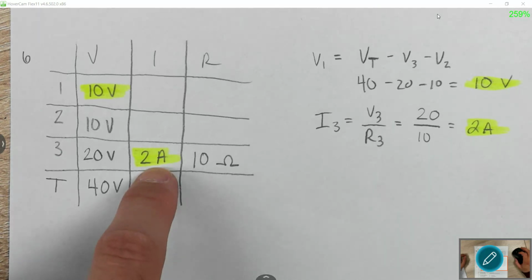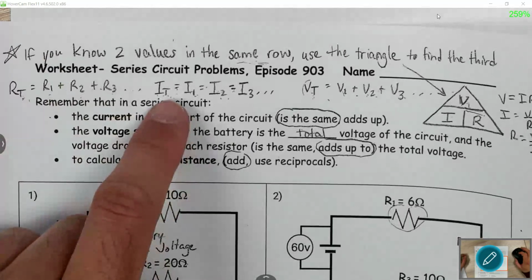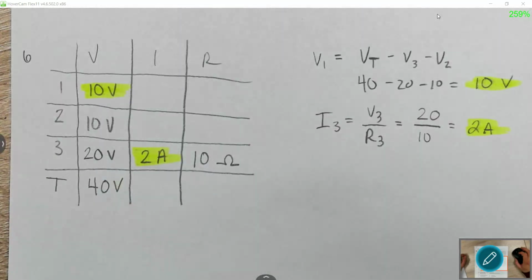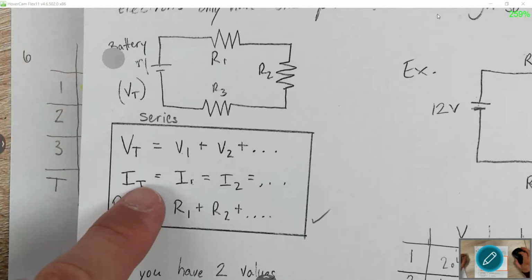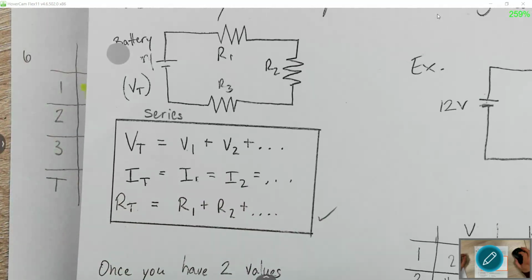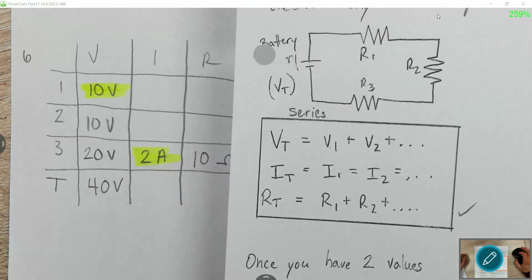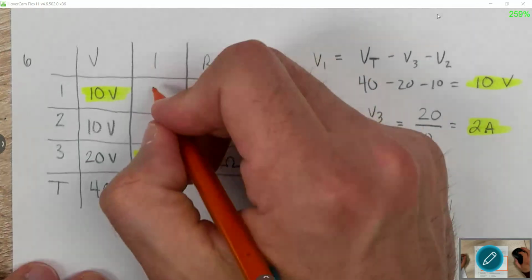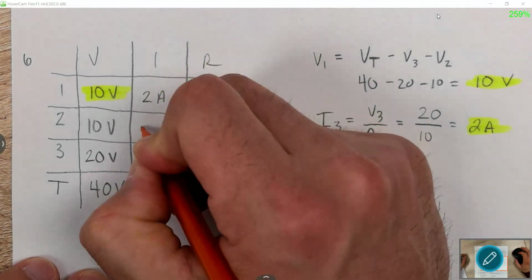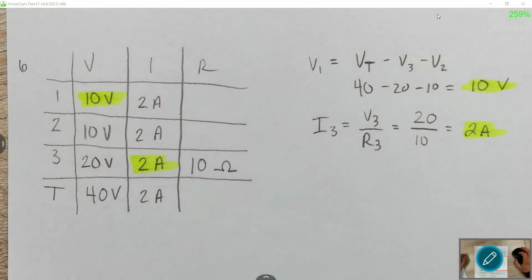We just got 2A, current, right? Just like this, or on your notes that I gave you guys, current is the same everywhere. So as soon as you find it in one spot, no math needed, you're literally just putting everybody else in the current row or column as 2. Boop, boop, bing, bong. Let's go next.